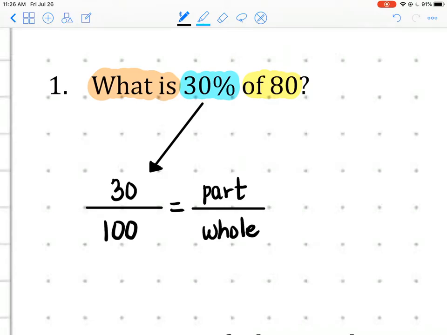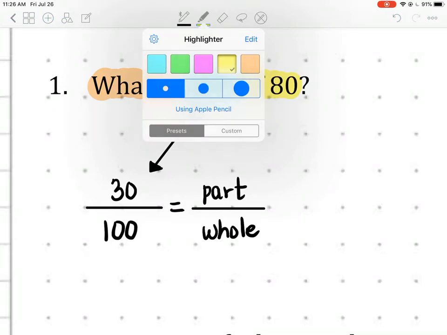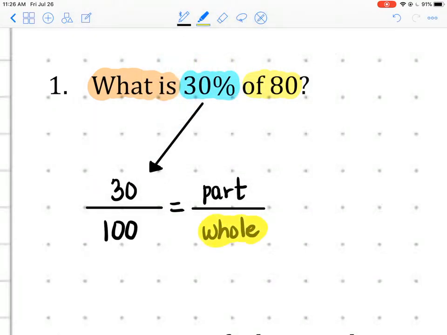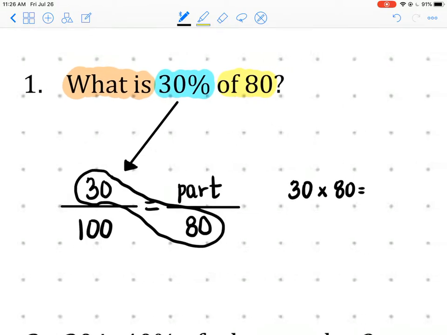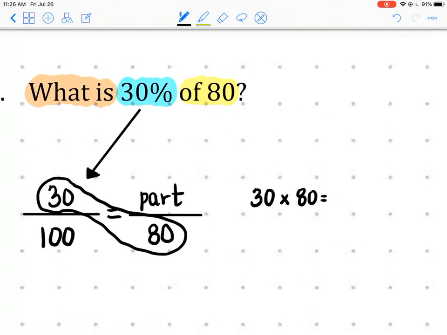Okay, I told you that ofs are wholes. So that of 80 is the whole. So I'm going to take out this and bring my 80 down here. And we can solve this, guys, because you know how to do this now. You draw the peanut and you multiply. Always multiply peanuts, no matter where you find them. So 30 times 80.